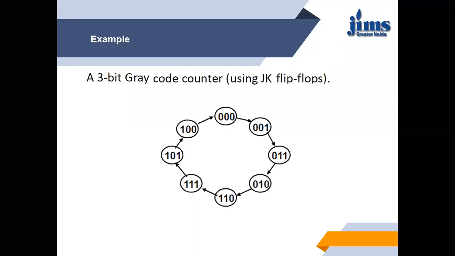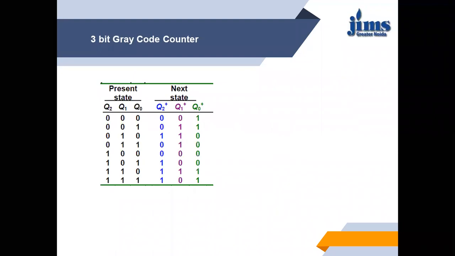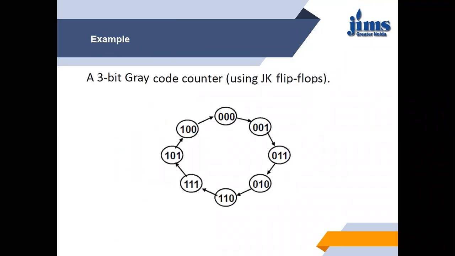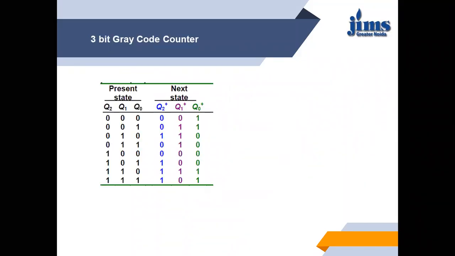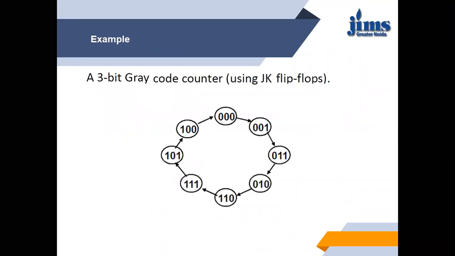After the state diagram, we have to find out the present state and next state table. So here is your present state and next state. When the present state is 0 0 0, the next state is 0 0 1. This present state next state table is directly drawn with the help of the state diagram. When present state is 0 0 1, the next state is 0 1 1. When present state is 0 1 0, the next state is 1 1 0.